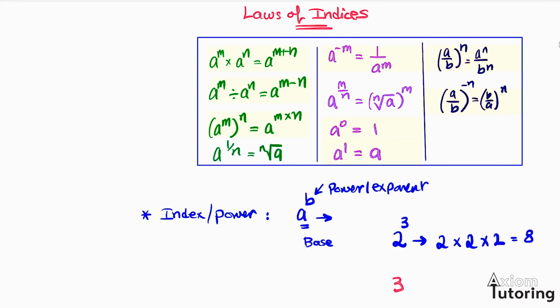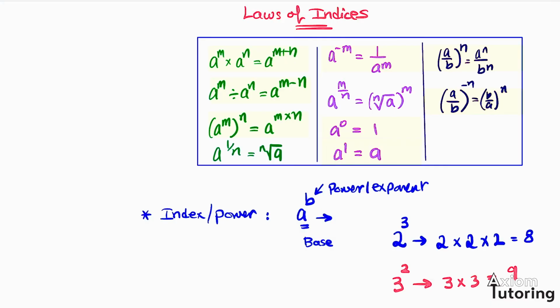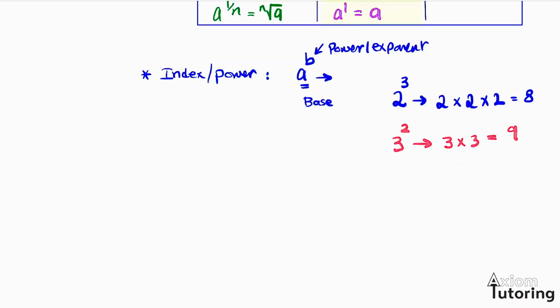Let's swap these numbers around. What if we have a base of 3 and a power of 2? We say this is 3 to the second power, or 3 squared, and it means 3 times 3, and it equals 9. Now, often you'll be asked to simplify or evaluate powers, such as 2 to the 5. Well, 2 to the 5 is just 2 times 2 times 2 times 2 times 2, which gives us 32.